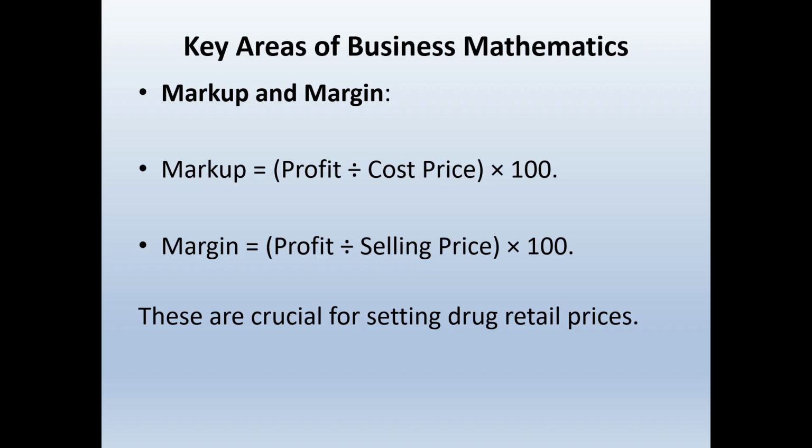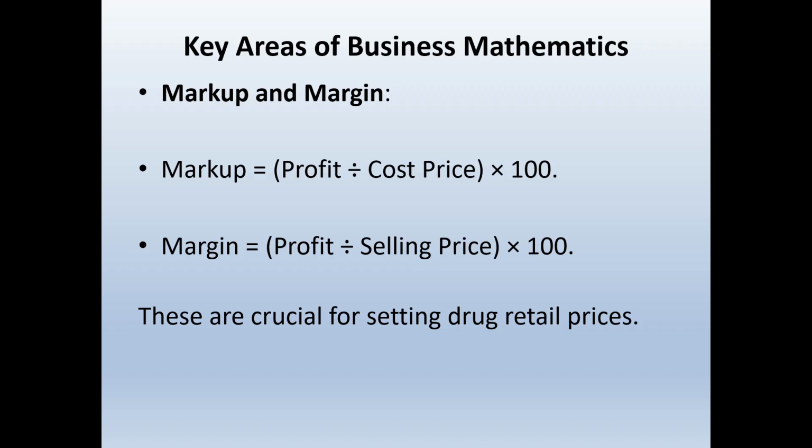When you want to look at what the markup is, the formula is simple: profit divided by cost price times 100. If you want to look at the margin, it's profit divided by selling price times 100. These are crucial for setting drug retail prices.